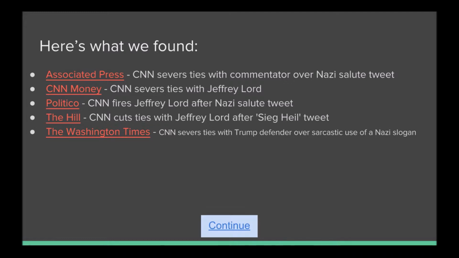Here we have the Associated Press, CNN Money, Politico, The Hill, and the Washington Times. You can see their headlines next to the organization names, so you can see that they all mention that CNN has severed ties or fired or cut ties with Jeffrey Lord. Some articles say that he just made a Nazi salute tweet. Some say he said Sieg Heil. The Washington Times adds that it was sarcastic. Basically, you have the basic premise already.